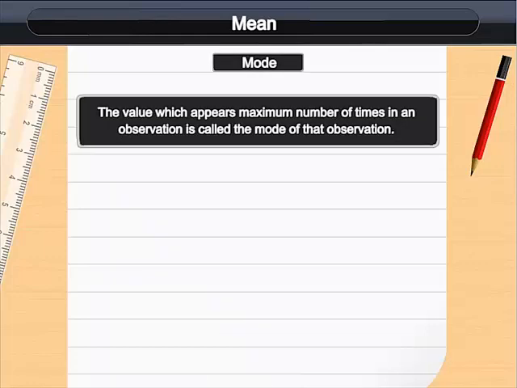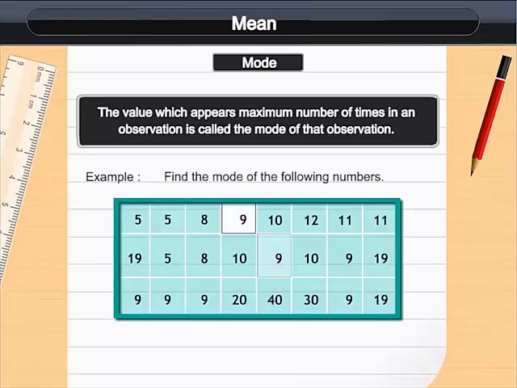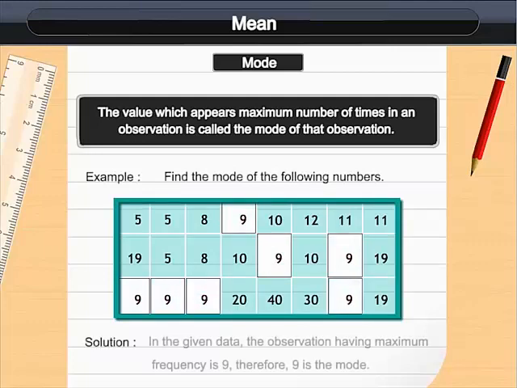Mode. The value which appears the maximum number of times in an observation is called the mode of that observation. Consider an example. Find the mode of the following numbers. Solution. In the given data, the observation having maximum frequency is 9. Therefore, 9 is the mode.